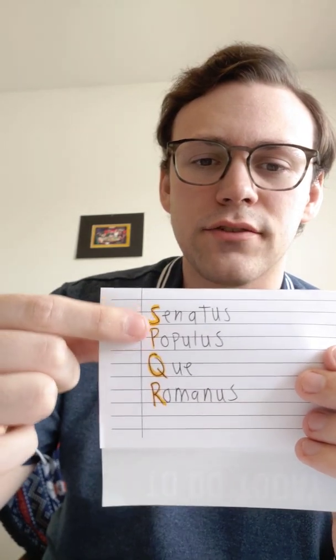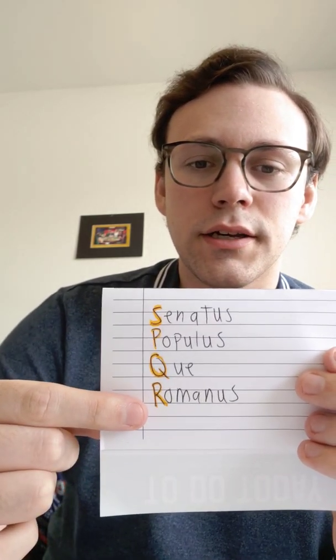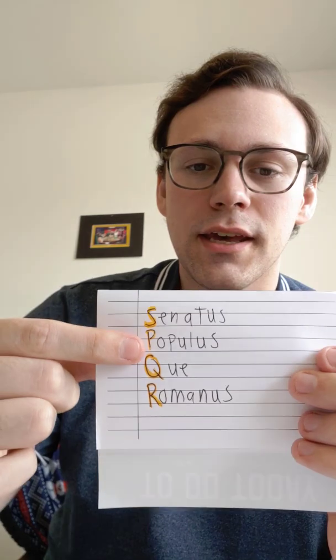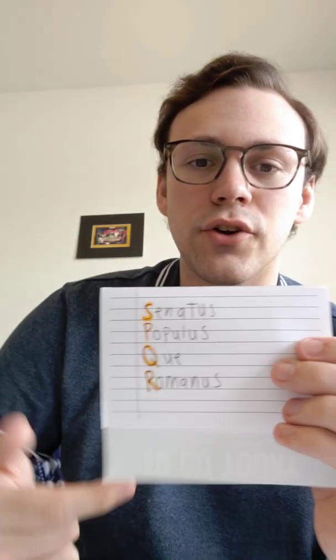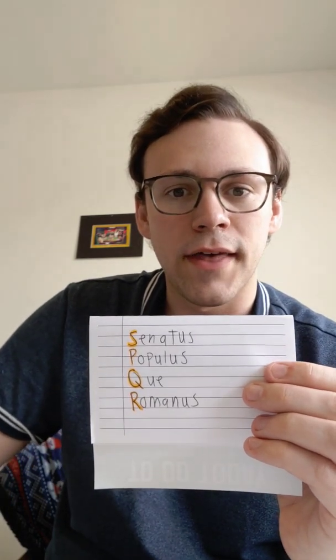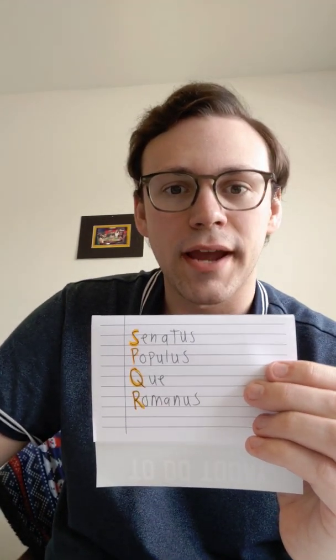Now, the letters are S, P, Q, R. These letters stand for the Senate and people of Rome. This motto originated during the Republic of Rome, and that's exactly what we're going to study today. Welcome back to When in Rome.